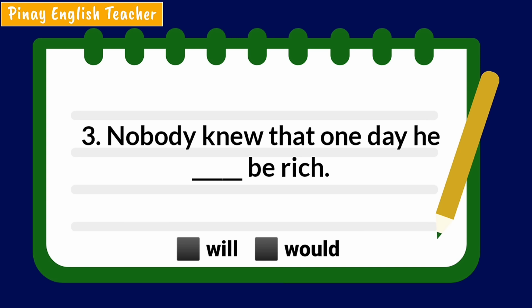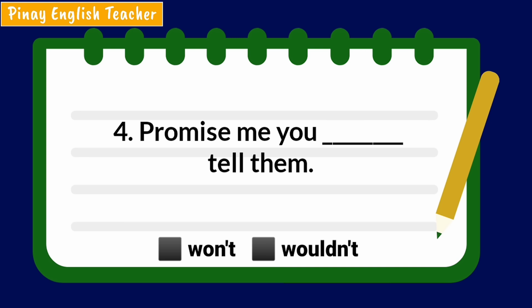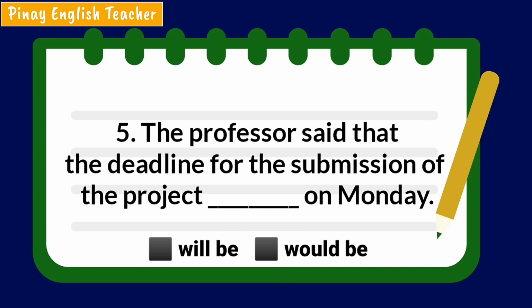Number 3. Nobody knew that one day he be rich. Will or would? The answer is would. Number 4. Promise me you tell them. Won't, or wouldn't? The right answer is won't. Number 5. The professor said that the deadline for the submission of the project on Monday will be or would be. The answer is would be.